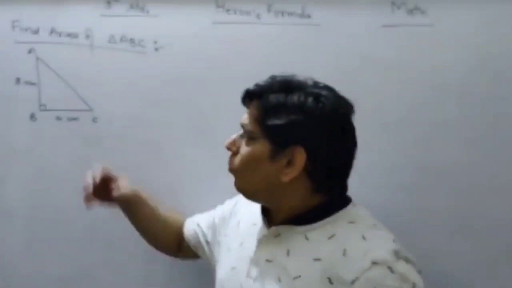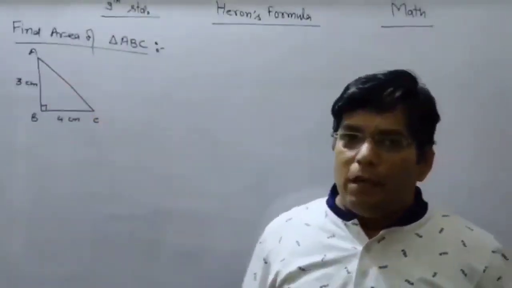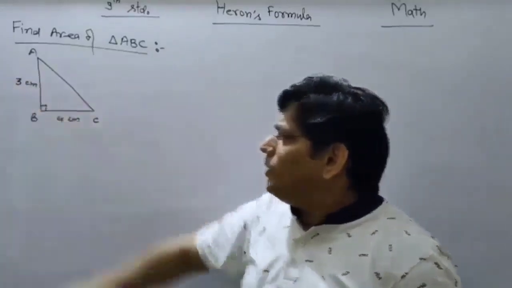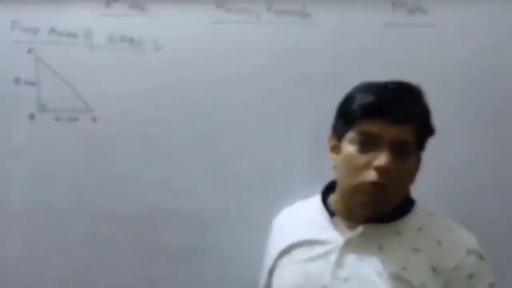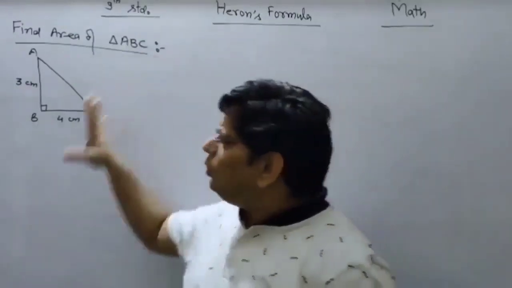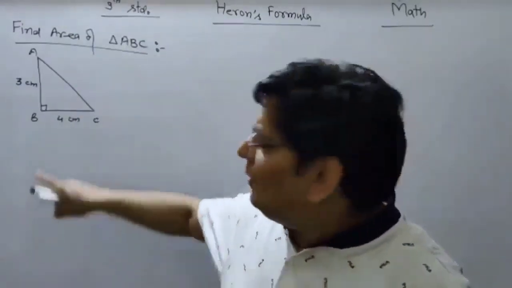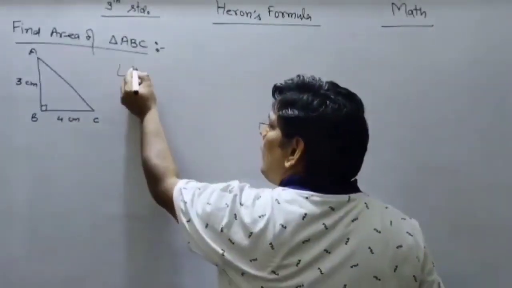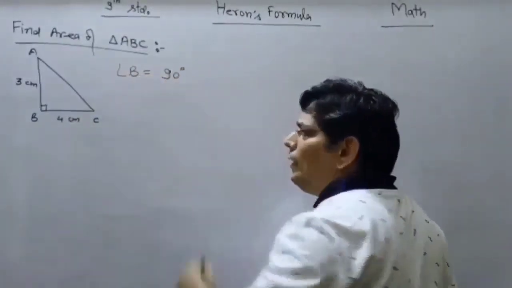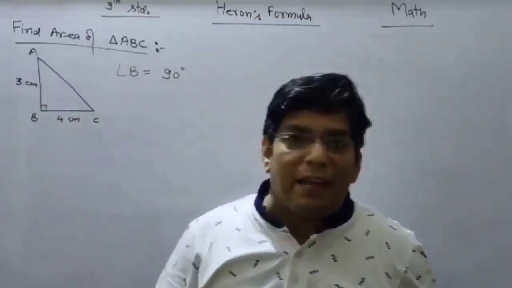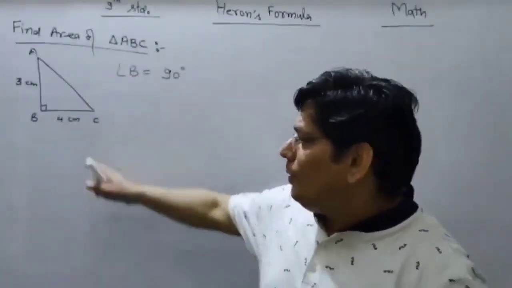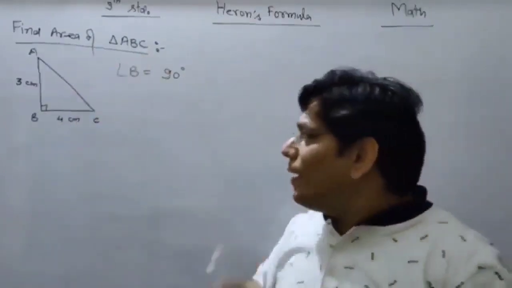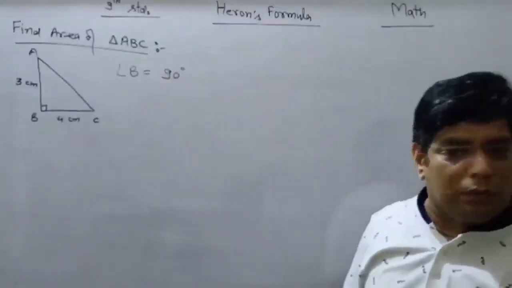Now what we do, we have to calculate the area of triangle ABC when AB equals 3 cm and BC equals 4 cm. When you go through this triangle, it is clearly mentioned that angle B equals 90 degrees. So whenever angle B equals 90 degrees, that means this is a right angle triangle. Again I am going to repeat it. In triangle ABC, angle B equals 90 degrees.